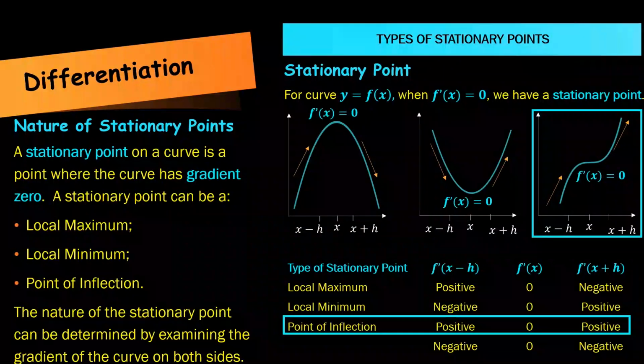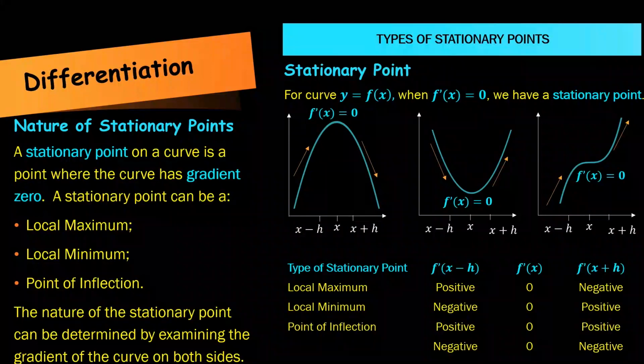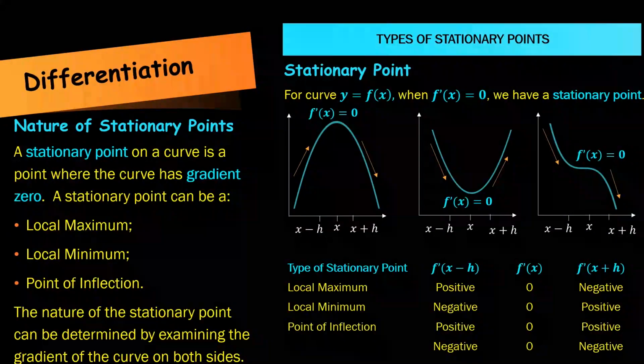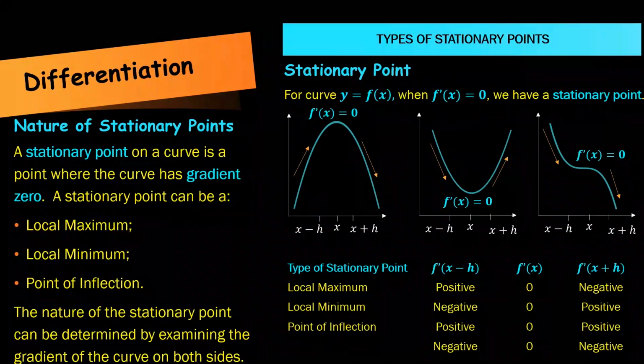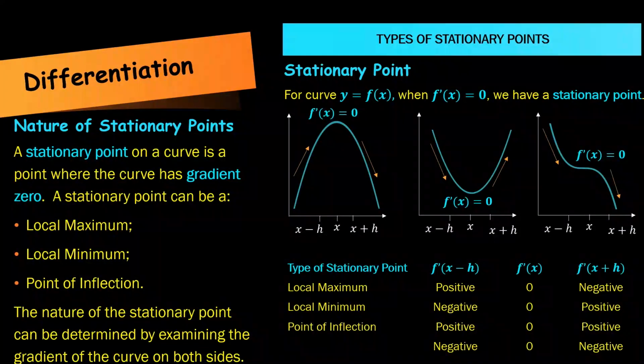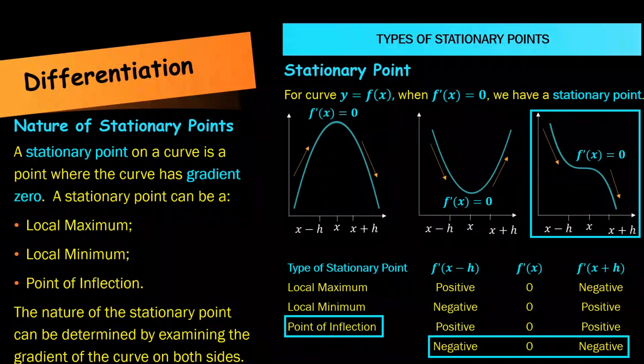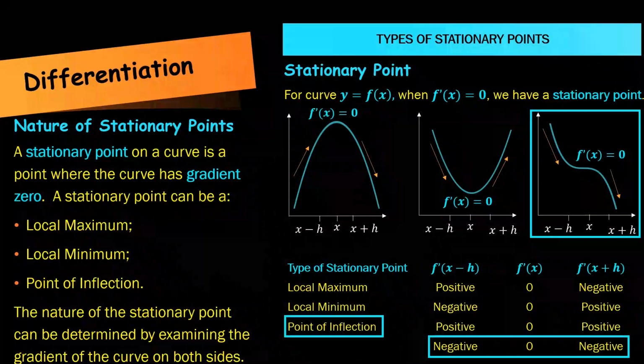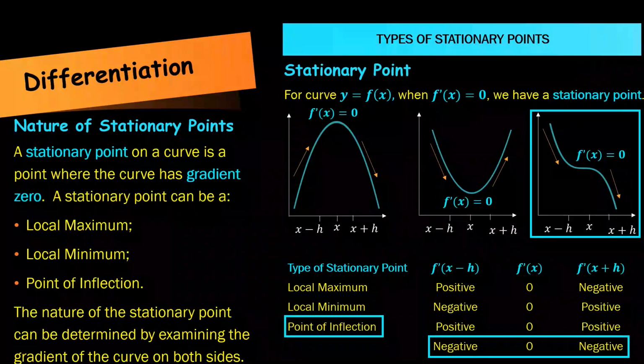However, there is another type of point of inflection, and that is this one that you can see here. And this point of inflection has f dash of x minus h negative, f dash of x equal to 0, and f dash of x plus h also negative.